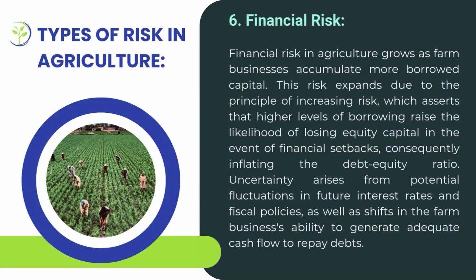Number 6, financial risks. Financial risks in agriculture grow as farm businesses accumulate more borrowed capital. These risks expand due to the principle of increasing risk, which asserts that higher levels of borrowing raise the likelihood of losing equity capital in the event of financial setback, consequently inflating the debt-equity ratio. Uncertainty arises from potential fluctuation in future interest rates and fiscal policies, as well as shifts in the farm business's ability to generate adequate cash flow to repay debt.